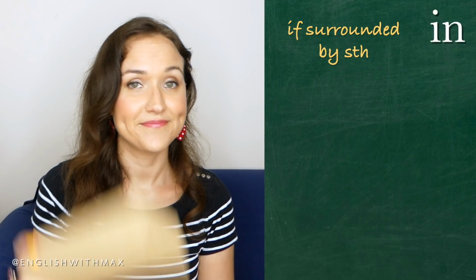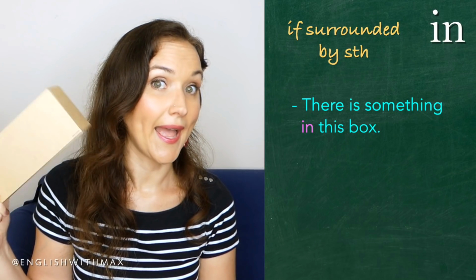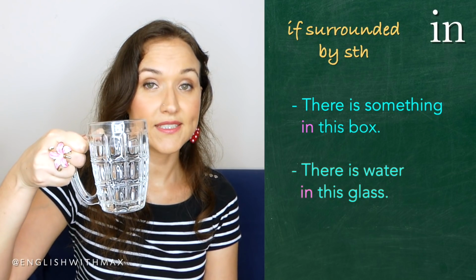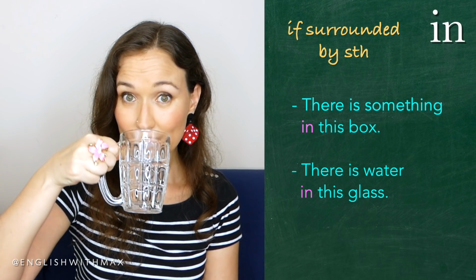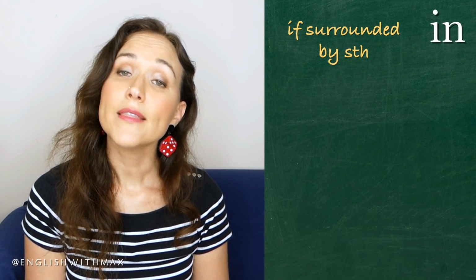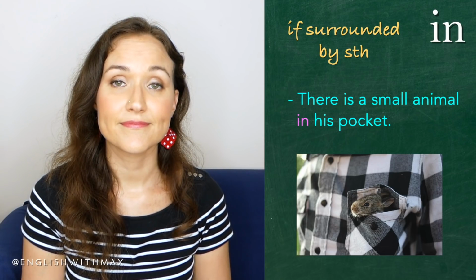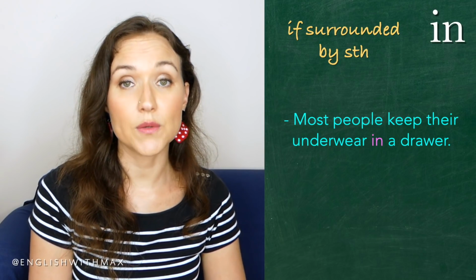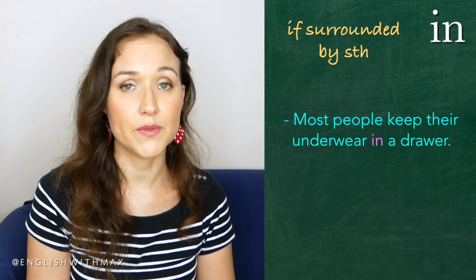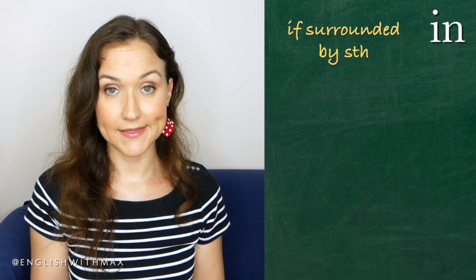For example, there is something in this box. There is water in this glass. There is a small animal in his pocket. Most people keep their underwear in a drawer. We also use it for bigger things.